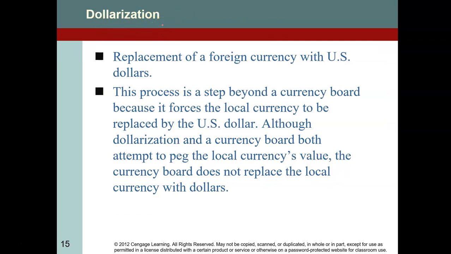Dollarization is another concept we're going to discuss today. It's a replacement of a foreign currency with US dollars. This process is a step beyond a currency board because it forces the local currency to be replaced by the US dollar. Although dollarization and a currency board both attempt to peg the local currency's value, the currency board does not replace the local currency with dollars.